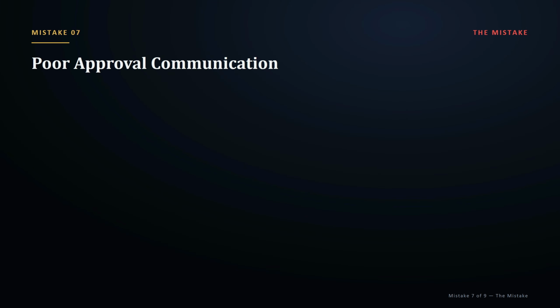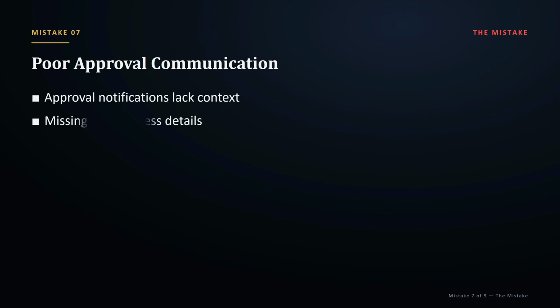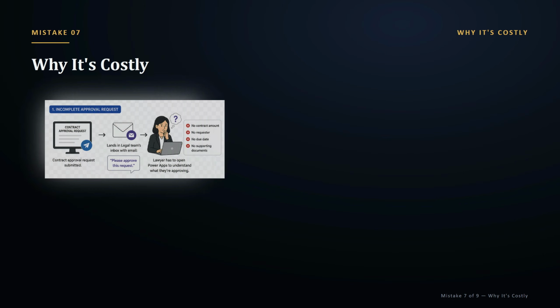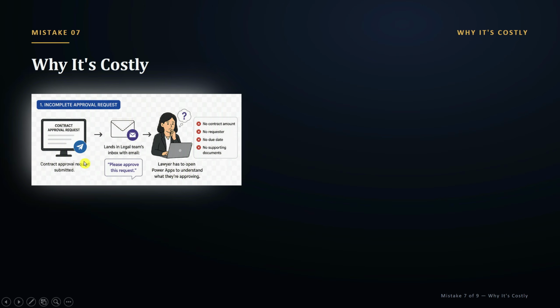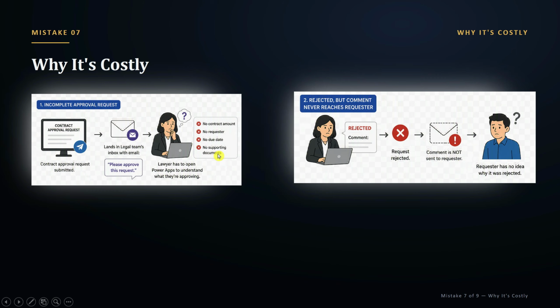Next mistake is poor approval communication. Your approval notifications lack context. They are missing key business details. So even when approvers leave comments, those comments never reach the people who need them. Let's take a simple example. A contract approval request lands in the legal team inbox. The email simply says, please approve the request. No contract amount, no requester, no due date, no supporting documents. The lawyer has to open the Power Apps just to understand what they are approving.